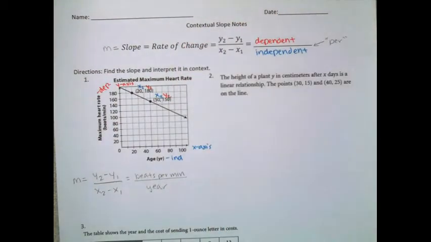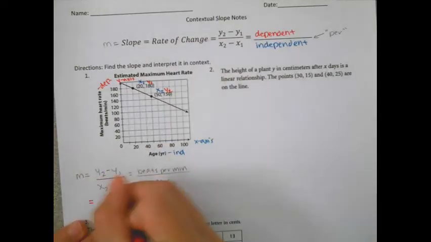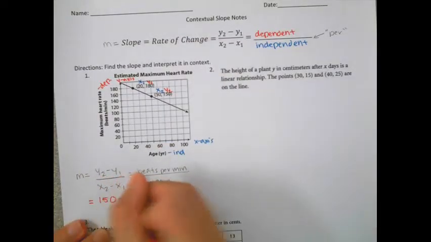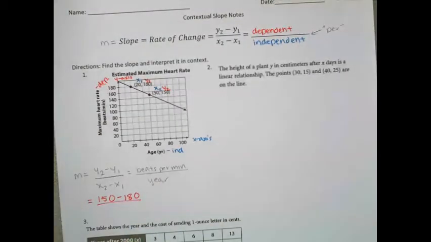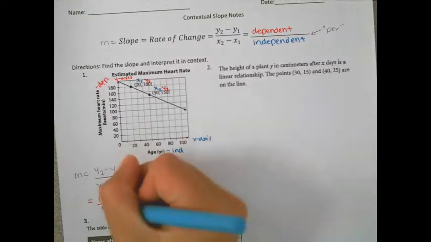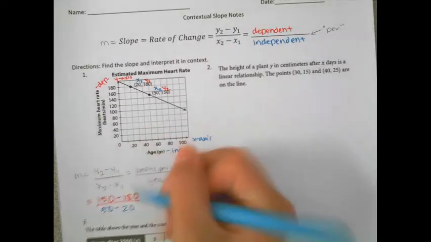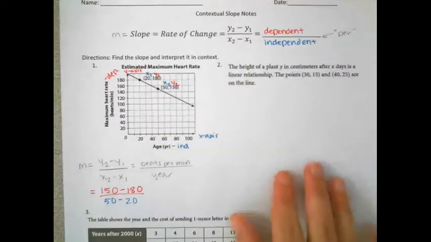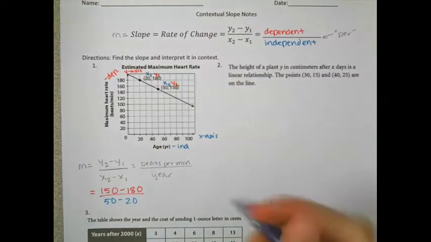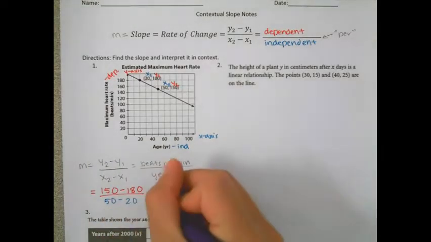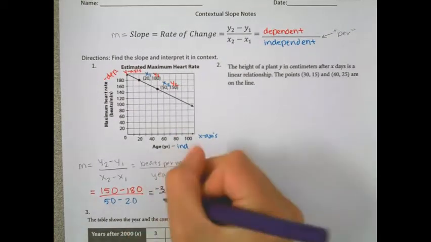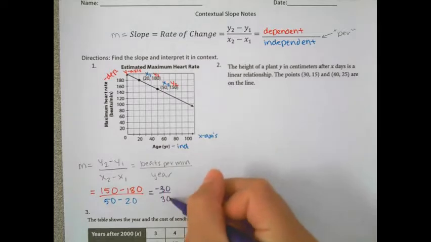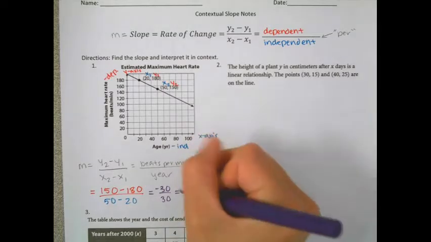So now we're going to substitute it into the formula, and we will get 150 minus 180 over 50 minus 20. And then now we're going to simplify it. So 150 minus 180 is negative 30. 50 minus 20 is 30. The same number simplifies to 1, but we've got a negative out front, so it's negative 1.